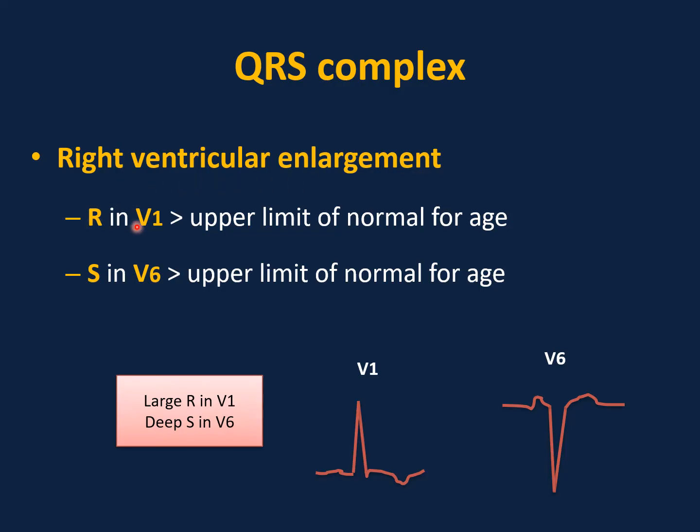For example, in V1, in newborn, the R wave is relatively large because of the high force of the right ventricle, and the S wave will be smaller. And as the infants and children grow, the R wave in V1 will keep getting smaller and the S will become deeper, and the opposite occurs in V6.